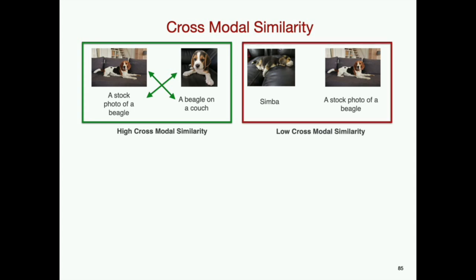But on the other hand, we have this caption, which is a proper noun, and so it's unlikely to be highly correlated with a stock photo of a beagle. And we also have this non-canonical image of a beagle, and that's unlikely to be strongly correlated with the caption, a stock photo of a beagle. So that's high cross-modal similarity and low cross-modal similarity.